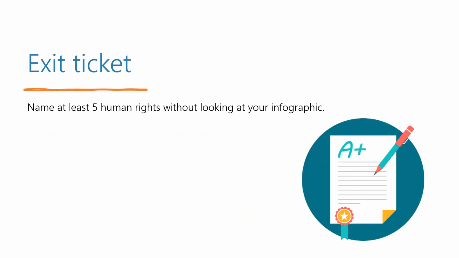As the last activity of the day, I would like you to name at least 5 human rights, but from your memory, so without looking at your infographic. If it helps, you can write them down or just list them in your heads, but no cheating.